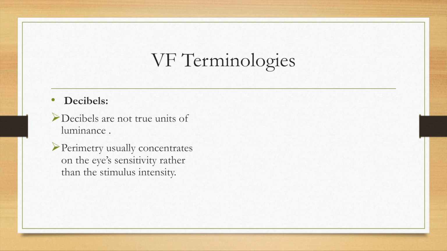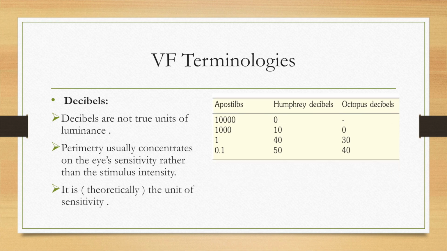Perimetry usually concentrates on the eye's sensitivity. The perimetry machines focus on the eye's sensitivity, not on the stimulus intensity. And the decibel, theoretically, is the unit of sensitivity. Let's see here the differences between the apostilbs and the decibels of the Humphrey and of the Octopus. 10,000 apostilbs equal 0 decibels in the Humphrey machine. 1,000 equal 10 decibels. 1 apostilb equals 40.